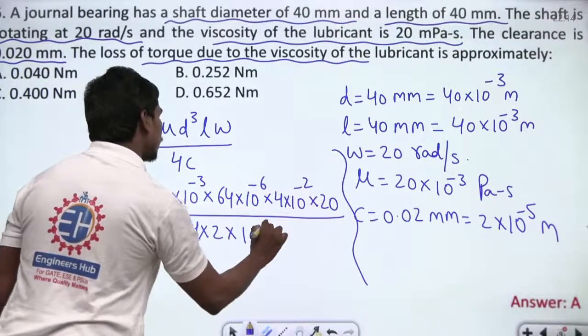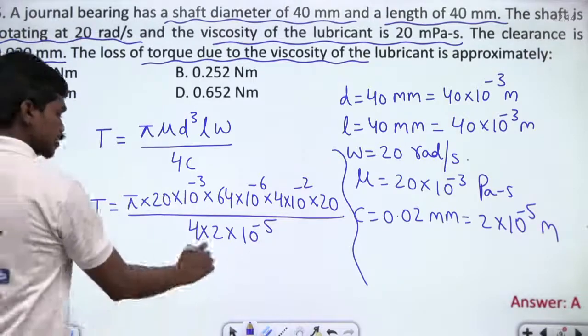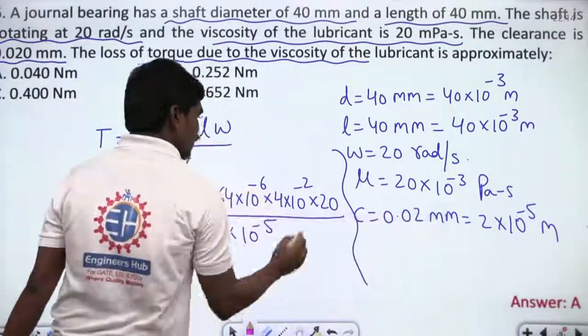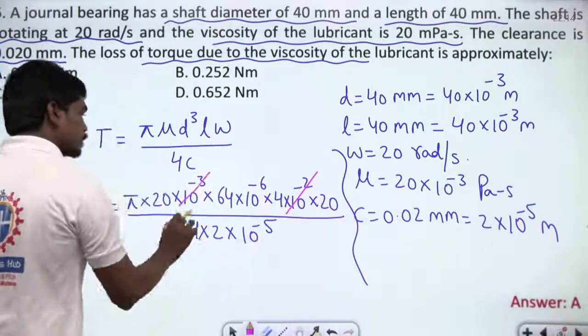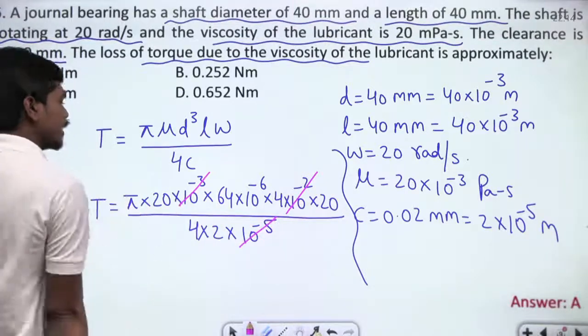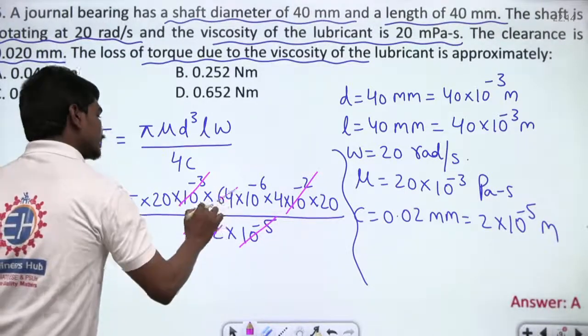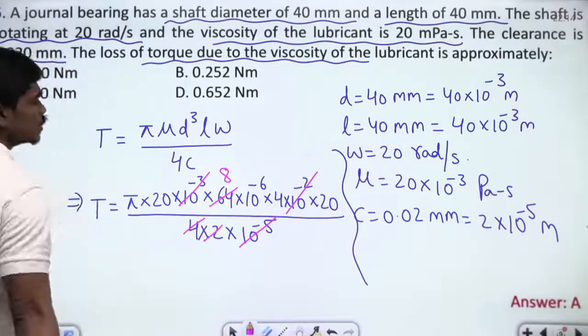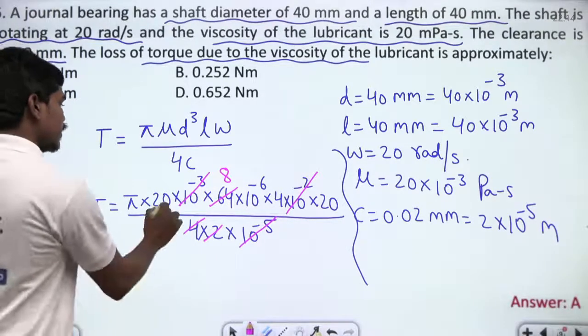So let us perform this calculation and we'll get the answer. We can cancel the 10 to the power minus 2, 10 to the power minus 3 and 10 to the power minus 5. Correct? So 2 4s are 8, and this cancels 64 and this is 8. Still we can cancel some things. Yes, we can definitely cancel.